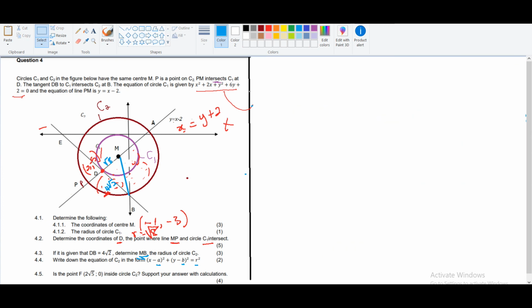Okay, and the last question, 4.5, right? If you do not understand anything, please feel free to ask. Now, let's see if F is a point. F is a point which has the values 2 root 2, and 0.